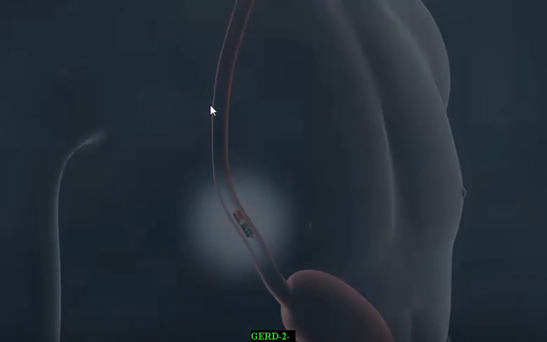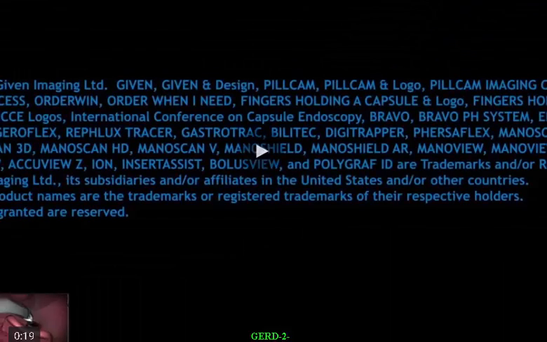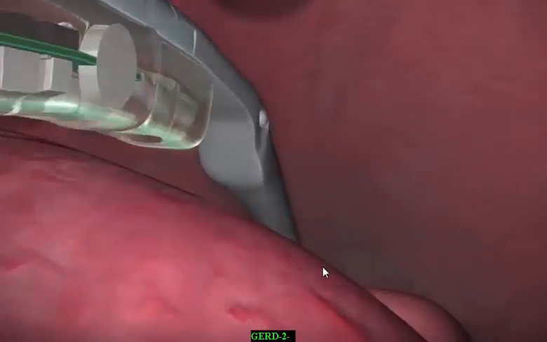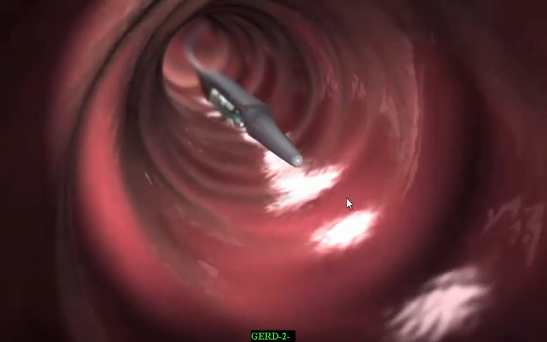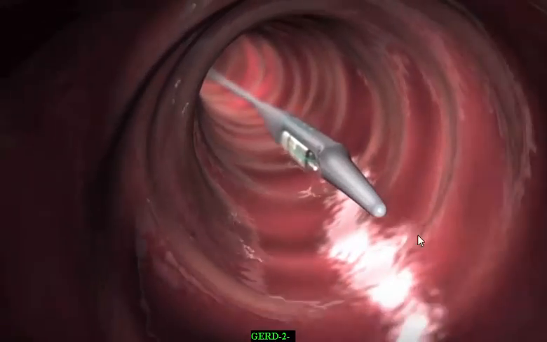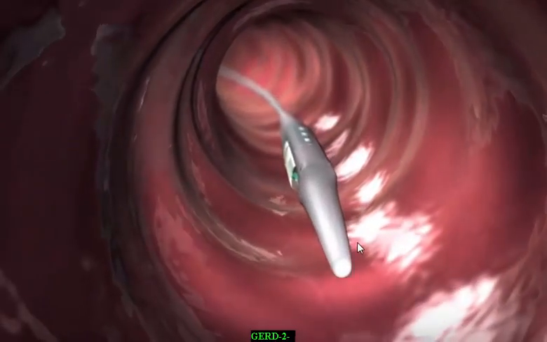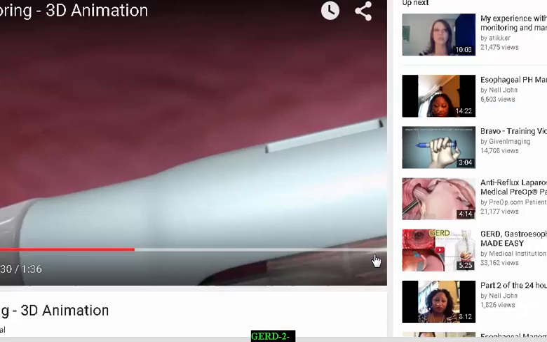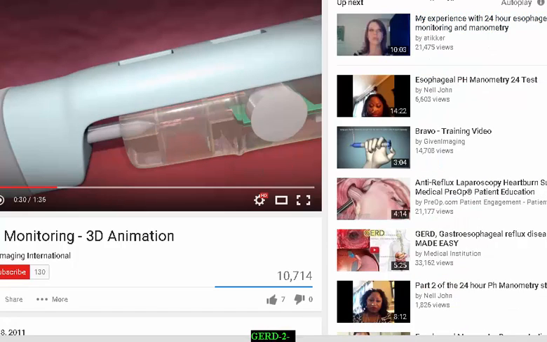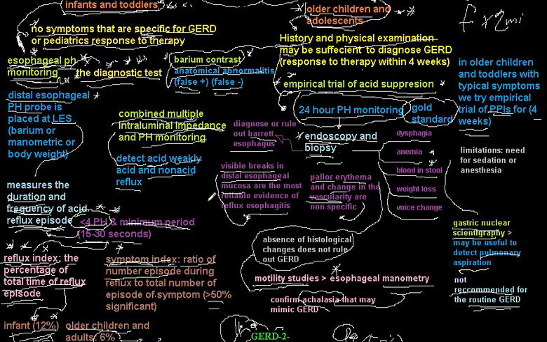Okay, I'm sorry, let's just start from here. So this is the probe introduced through the mouth into the esophagus, specifically the lower esophageal sphincter, and when it is put in this place, it can measure the things I talked about, the reflux index. It can also measure the symptom index.